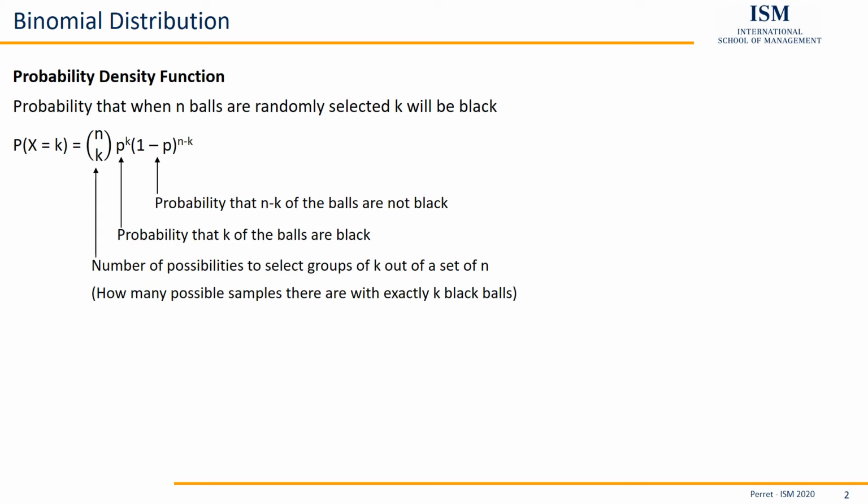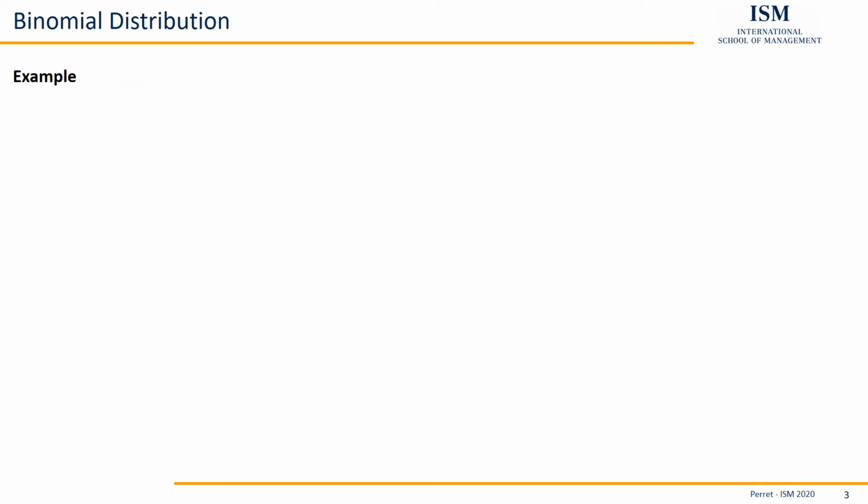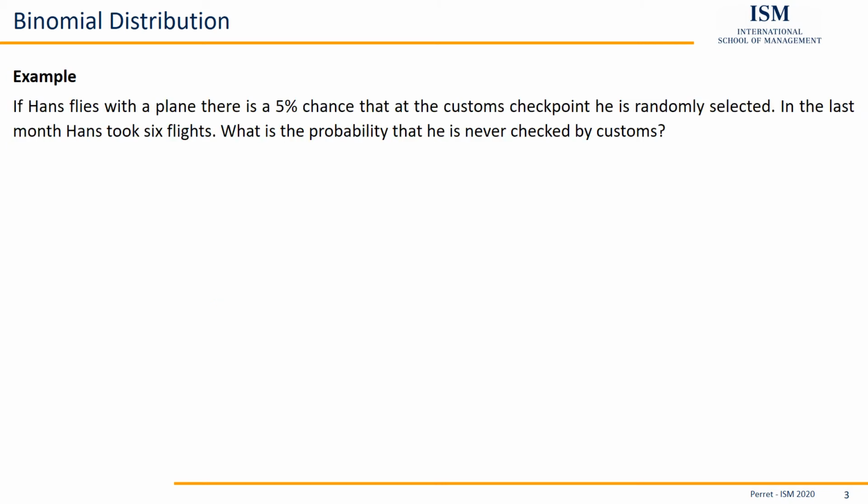This might sound a bit complex. It becomes a bit more comprehensible if I just illustrate this with an example. Here in the example, if Hans flies with a plane, there is a 5% chance that at the customs checkpoint he is randomly selected. In the last month, Hans took 6 flights. What is the probability that he is never checked by customs?